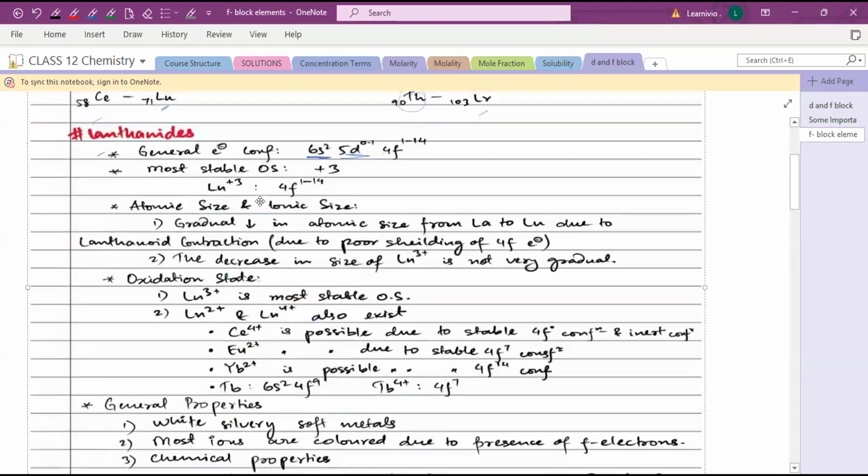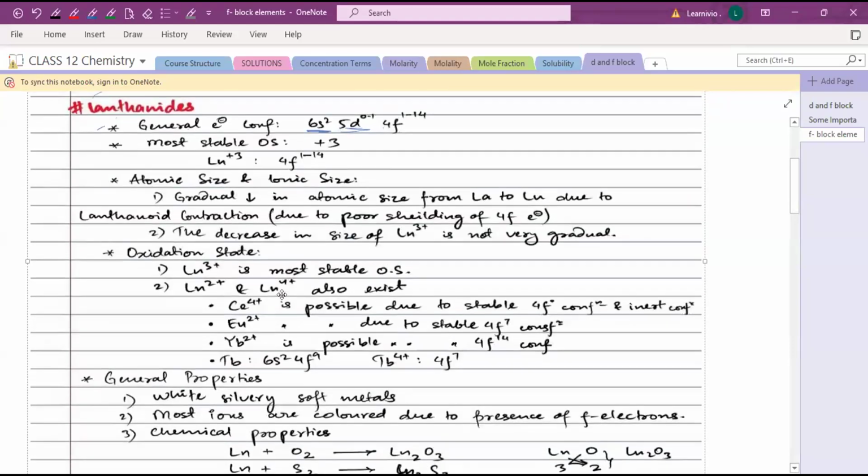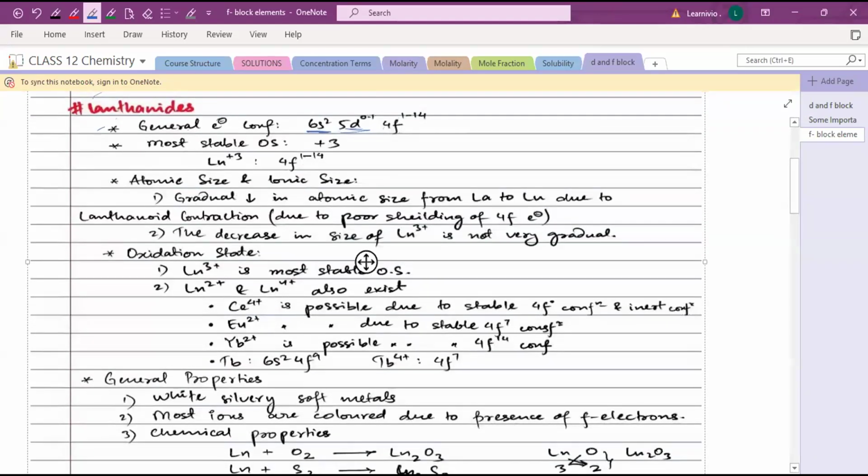Are you making notes along with me, everyone? Yes, ma'am. Okay, I will give you these notes after this class. I will share it with you. So the general electronic configuration is 6s2 5d 0 to 1, 4f 1 to 14.